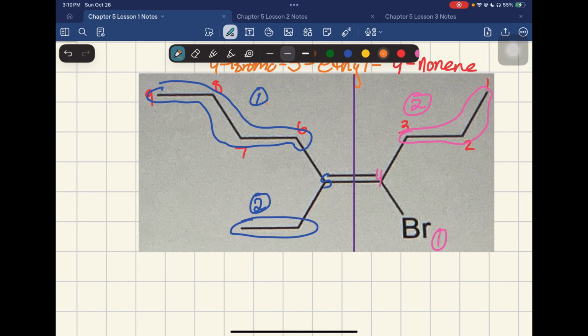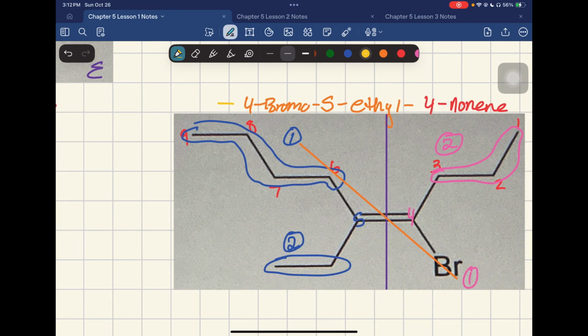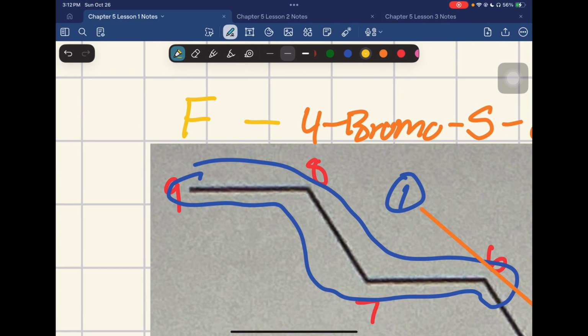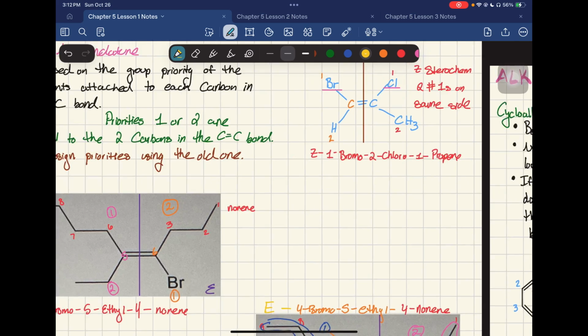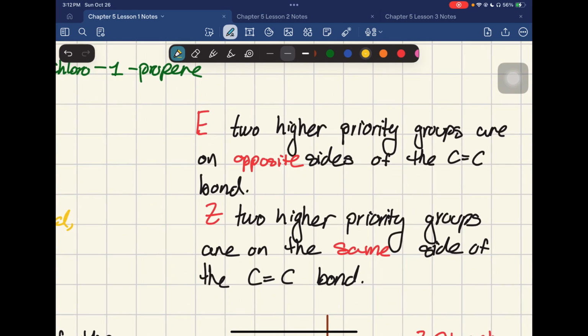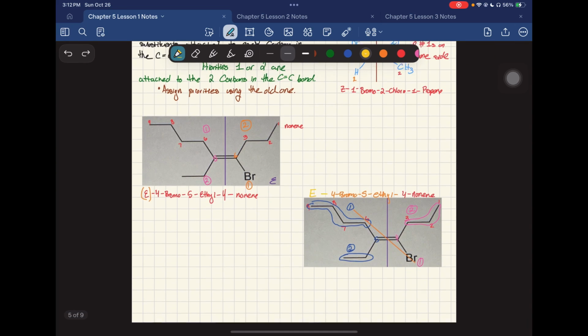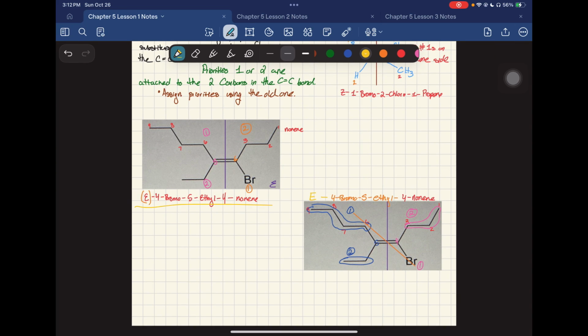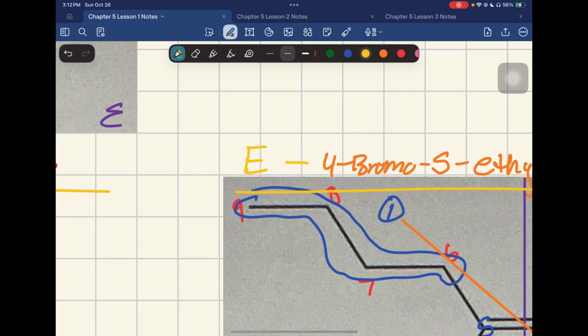What do you notice? The highest priorities are on the opposite side. So because they're on opposite sides, we're going to name this E, right? Because up here, we said that the 2 higher priority groups are on opposite sides of one another, and that's right. We can put parentheses.